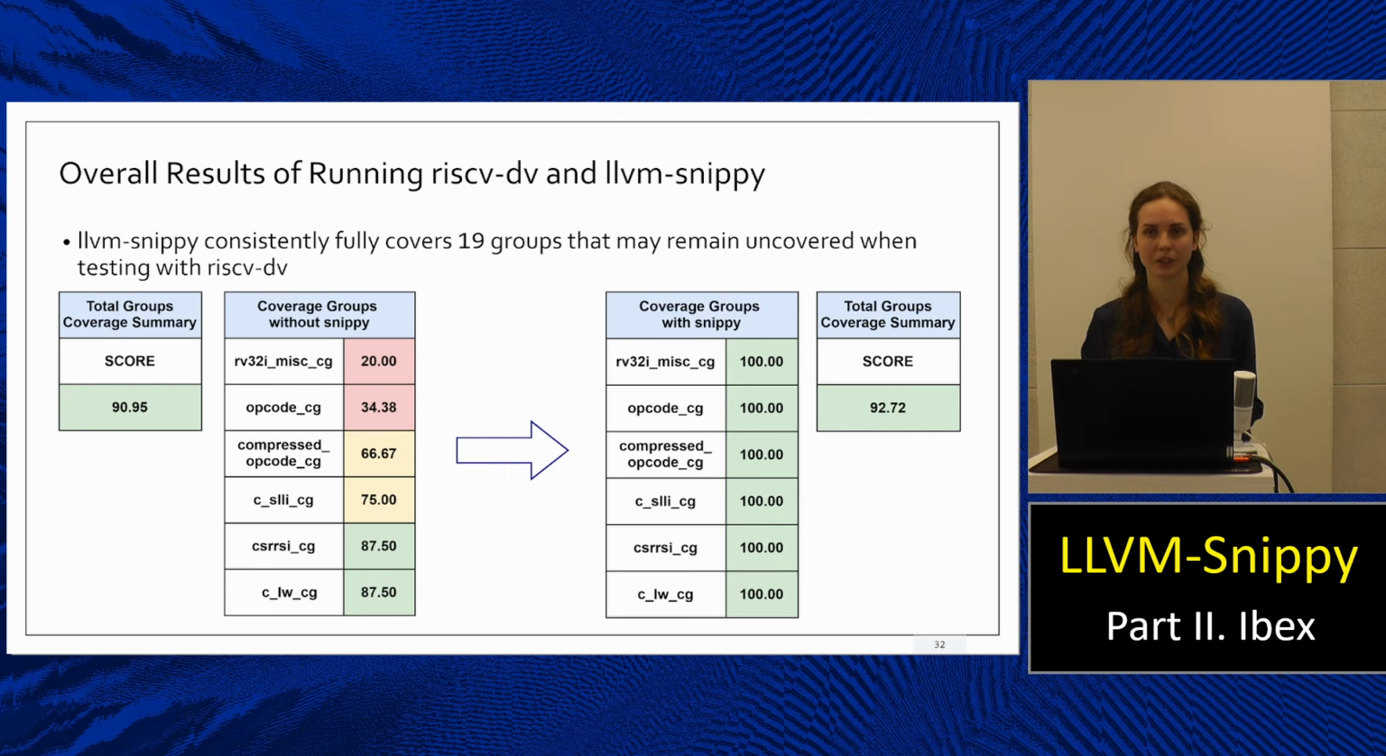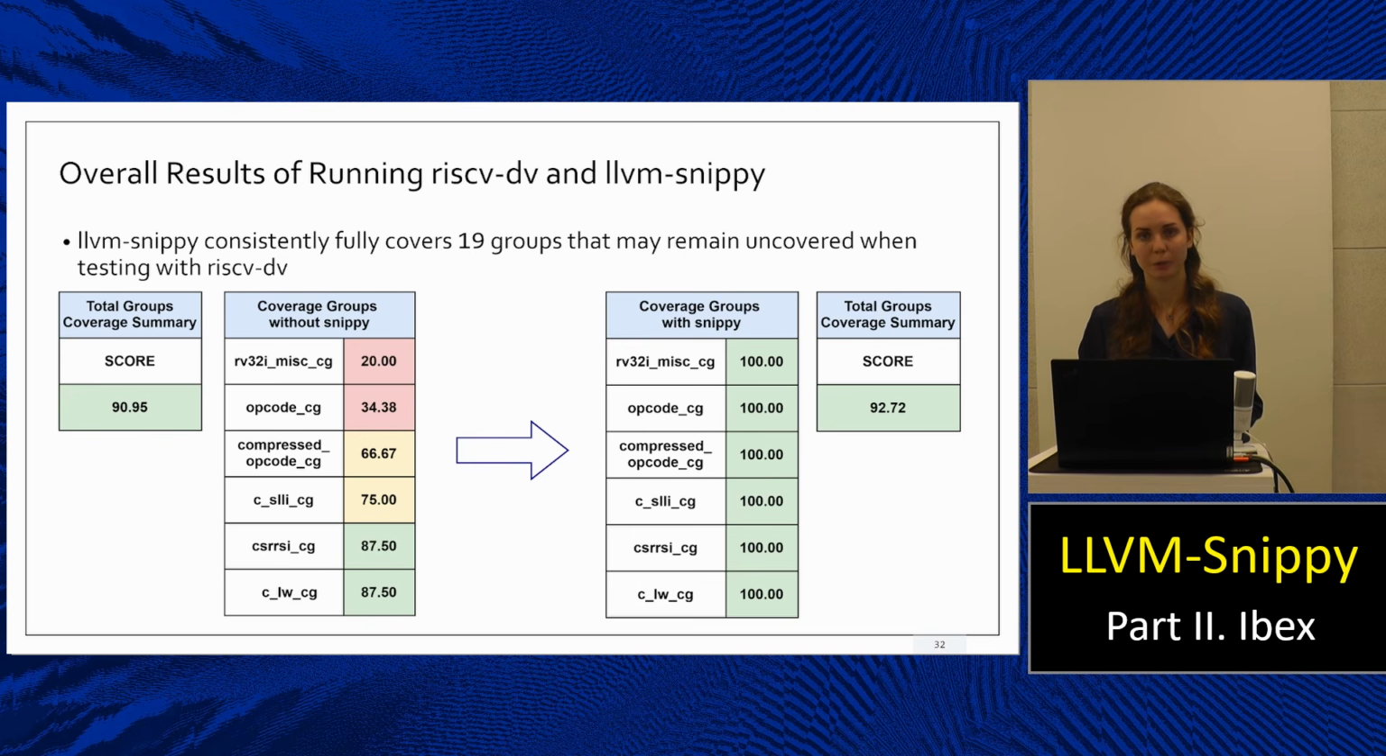At first glance this may look small, but behind it are specific groups that now close fully and reproducibly. For coverage closure, this is exactly what matters. Not a likely one-off run, but stable closure of problematic cover groups even with random seeds. The final conclusion is that riscv-dv and LLVM-snippy are complementary tools.